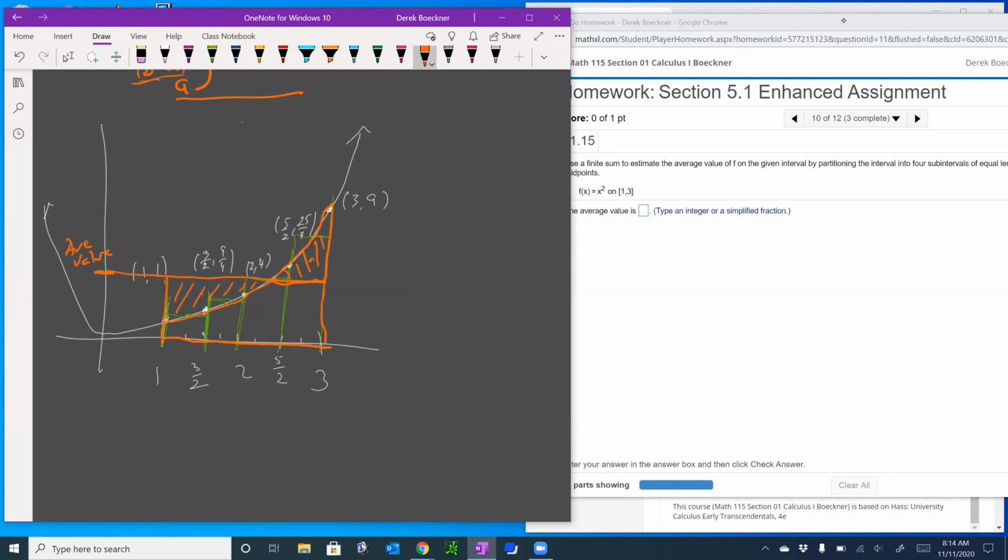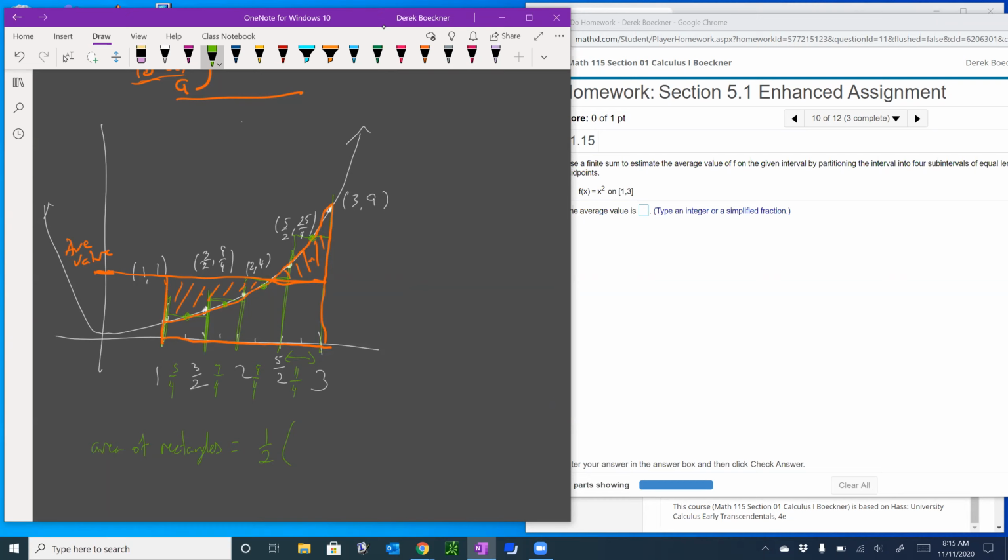Okay. And so I've got to figure out what the green area is first. Each one of these rectangles has width 1/2. So green area, one-half. And then there's going to be the function values at the quarters, right? This is 5/4, 7/4, 9/4, and 11/4, where we're going to evaluate those things.